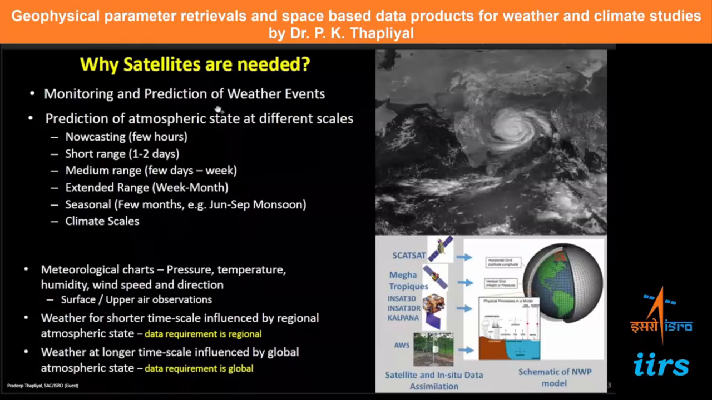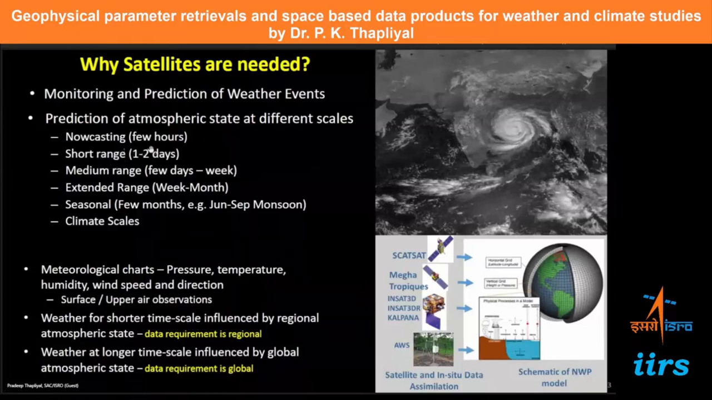That is, we want to know what will happen in future. Right now we know that there is a cloud system moving over different parts of this ocean or land. There is a cyclonic storm over the ocean. Now where it will move in the next few hours to few days to few weeks, that comes under prediction of these weather events. Now there are various scales of weather prediction.